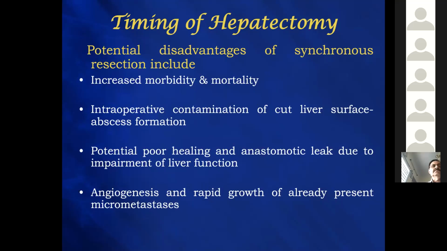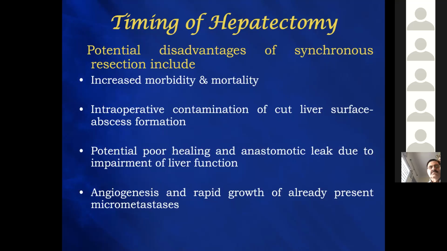Potential disadvantages of synchronous resection are that, because the procedure increases in duration, there can be increased morbidity and mortality. Intraoperative contamination: because you have resected the colon, there can be stool spilling. This can contaminate the resected liver surface and cause abscess formation. So potentially this results in poor healing and anastomotic leak, because you have done liver resection. If the liver function is impaired, if the liver goes into failure, hypoalbuminemia, delayed healing, diabetes, obesity, coexisting comorbidities can cause anastomotic leaks.